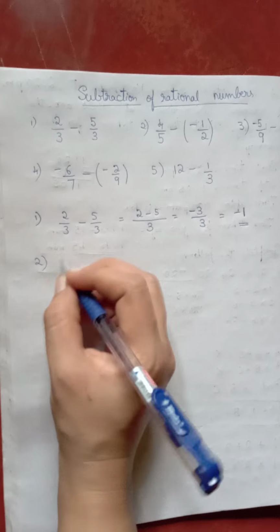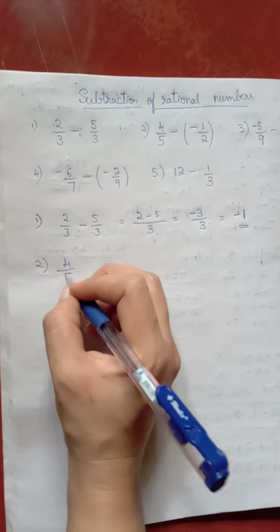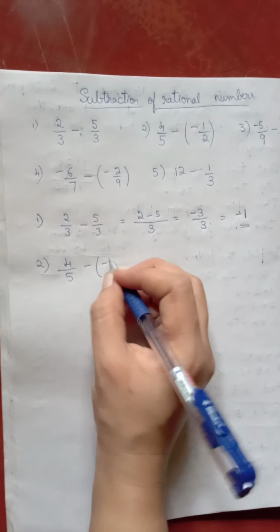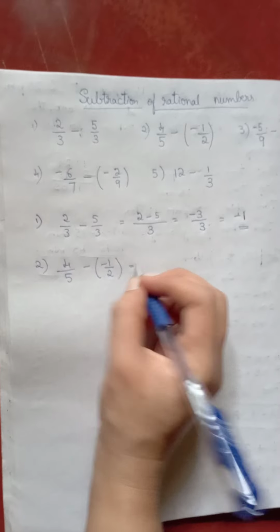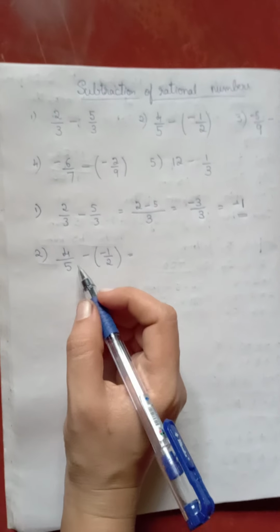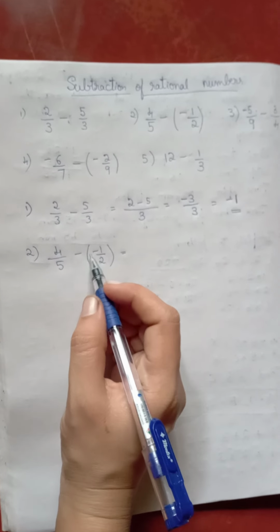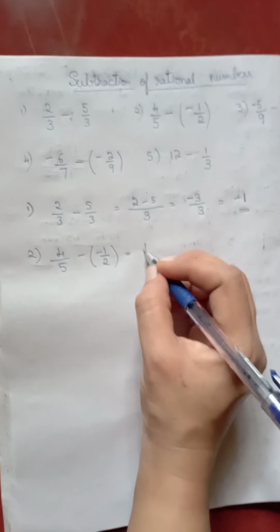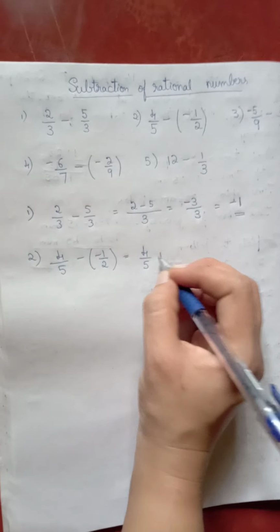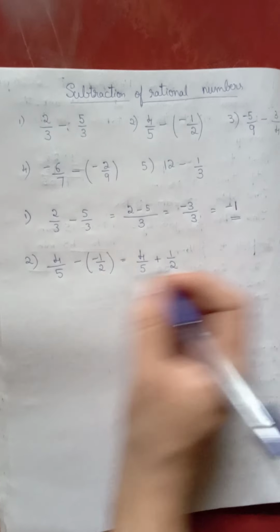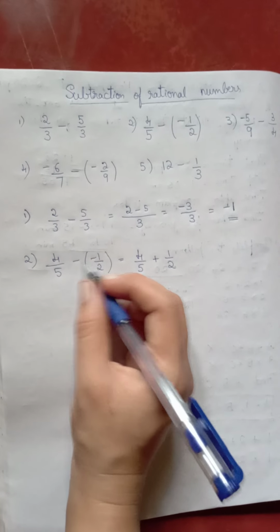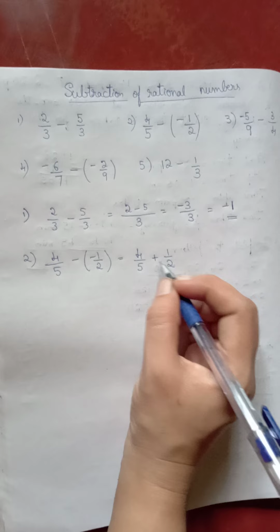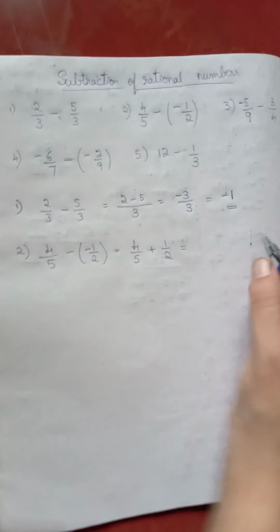Look at the next question. 4 by 5 minus minus 1 by 2. Now when you solve this, see here, minus of minus, that is minus into minus is plus. So 4 by 5 plus 1 by 2. Minus into minus is plus, so you are writing it as plus 1 by 2.